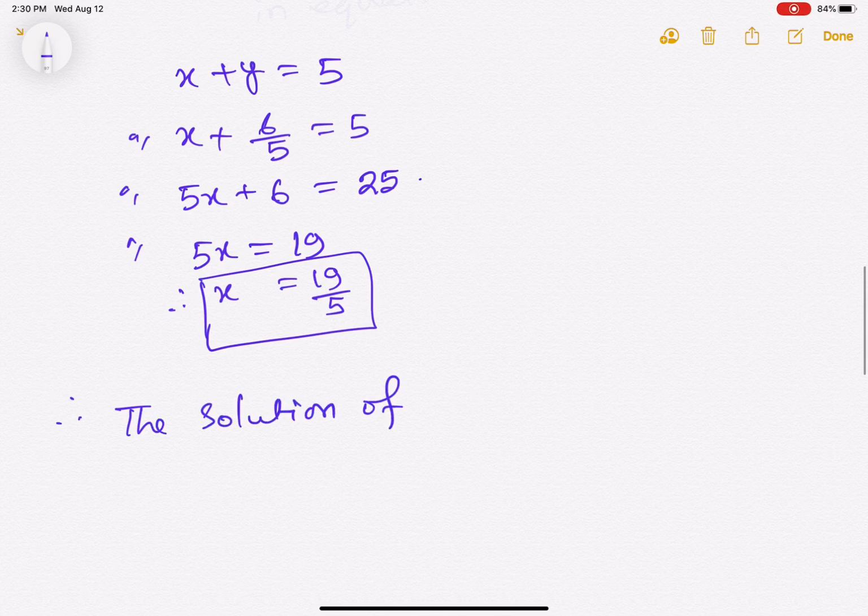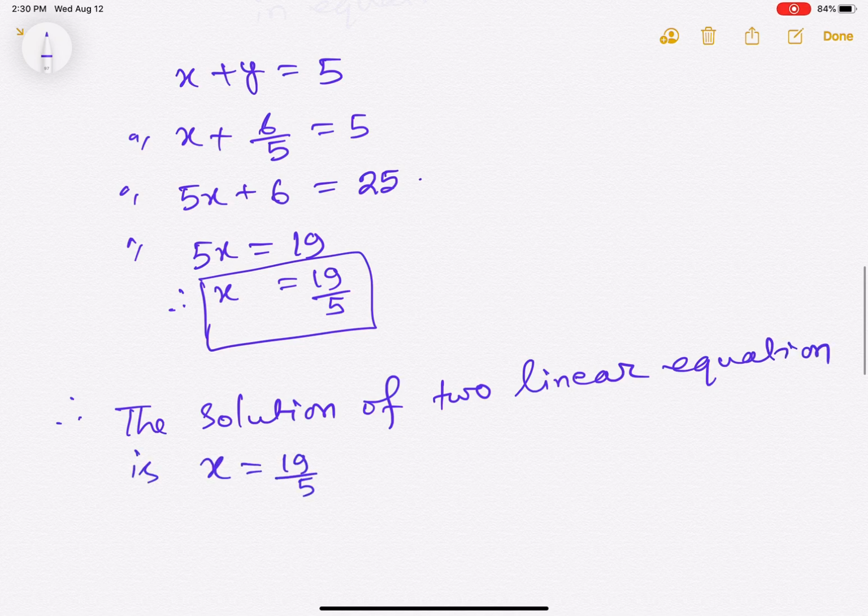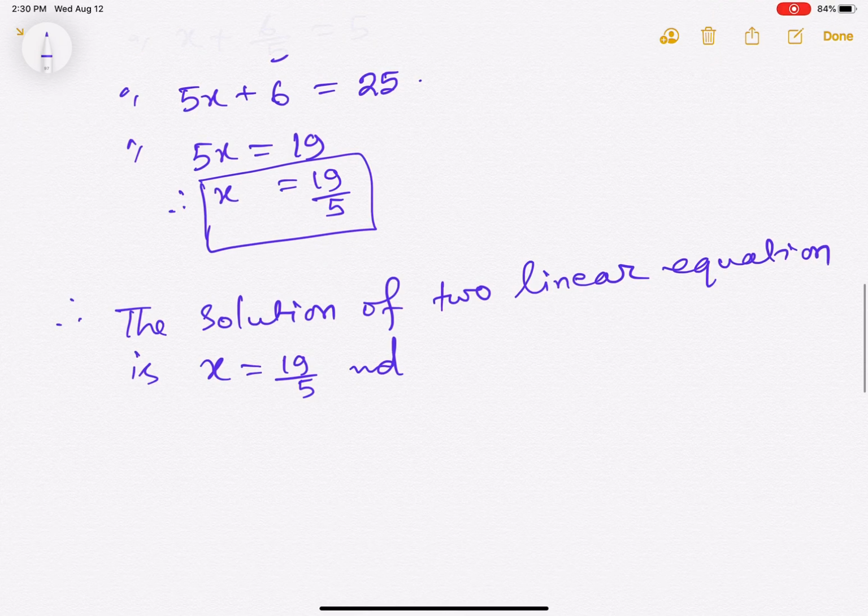So now our final solution is, therefore, the solution of the two linear equations is x equals 19/5 and y equals 6/5. So this is our final answer.